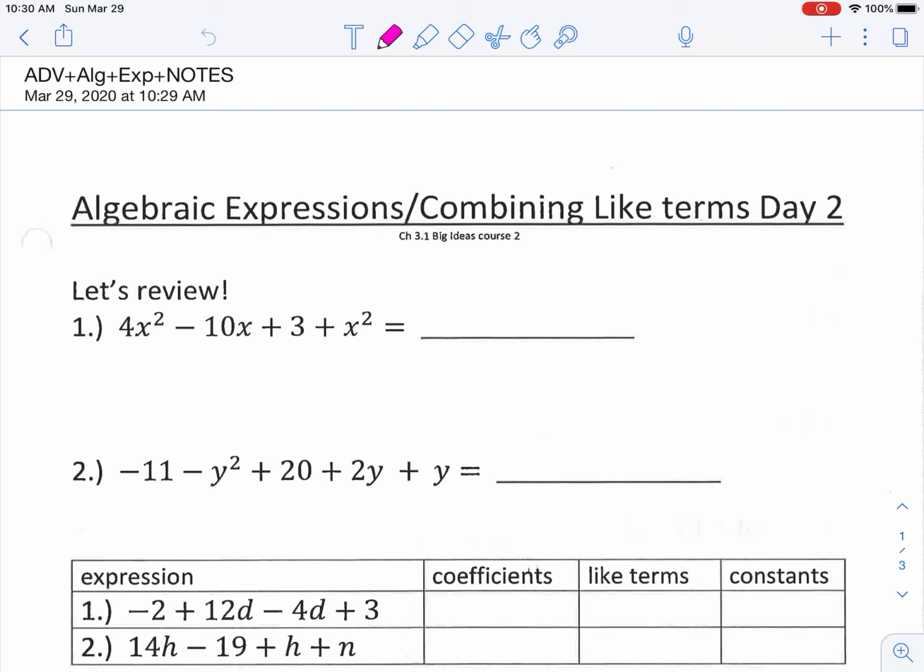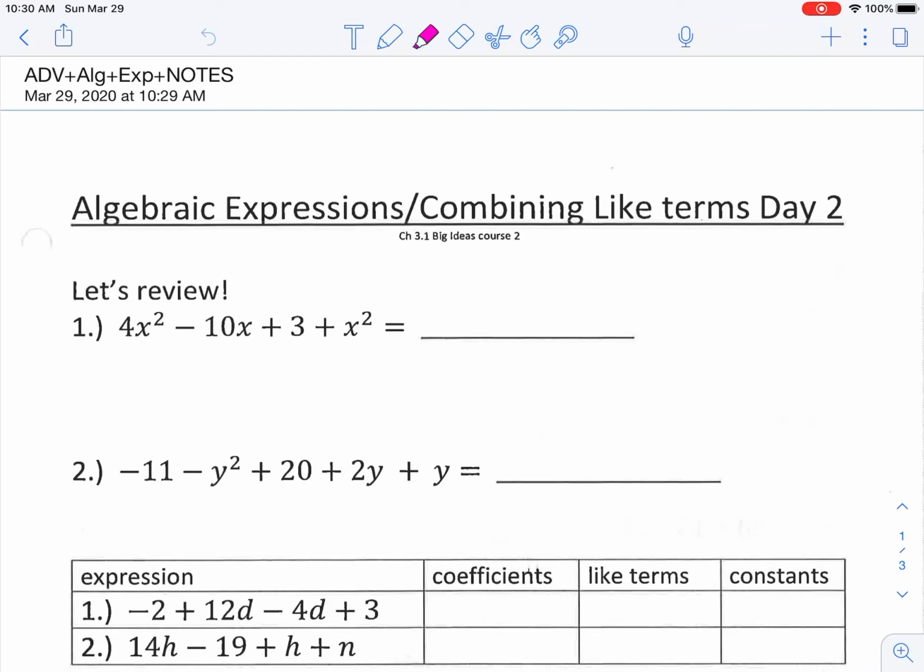All right, so first of all, let's take a look at the title. Remember, an expression is not an equation. An expression just means that you're adding, subtracting, multiplying, or dividing different terms. Combining like terms is when we look for those things that they have in common, like do they both have an x attached to them? Do they both have a y squared attached to them, etc.?